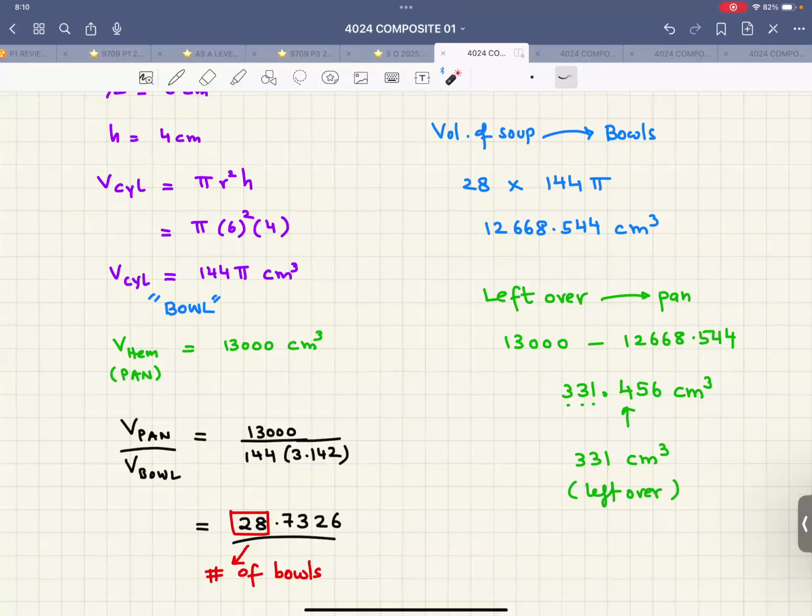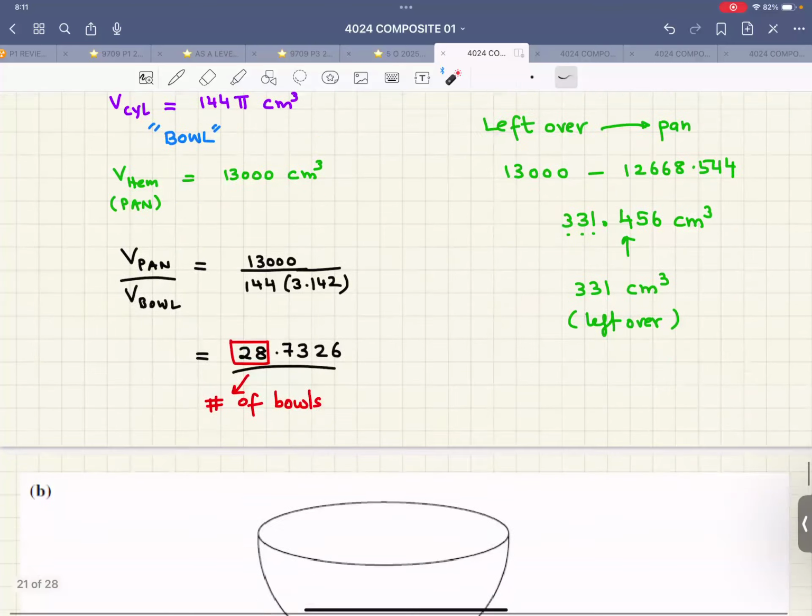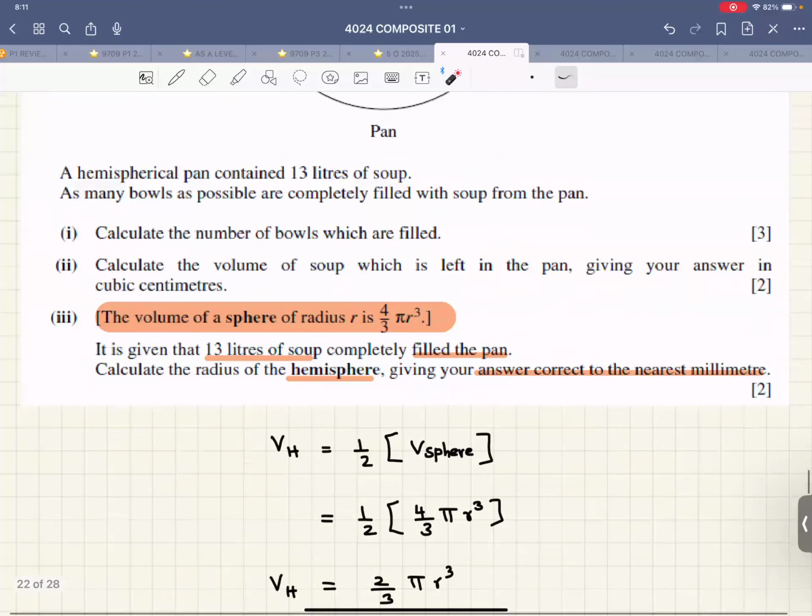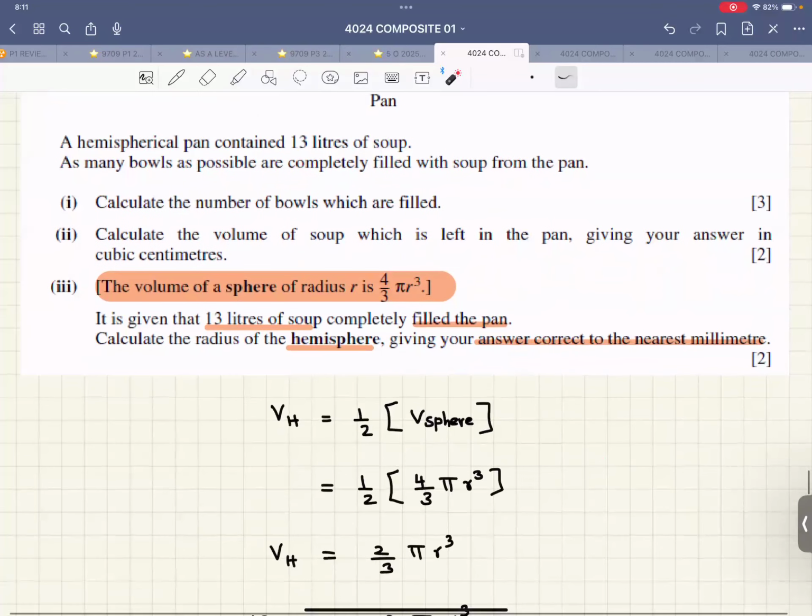So now just acknowledge it over here. This is the pan, very classic question. And there are a lot of questions like this. So pan, bowl, filling, this question up till here, is it all good, all clear? And then I'll move to the last part.